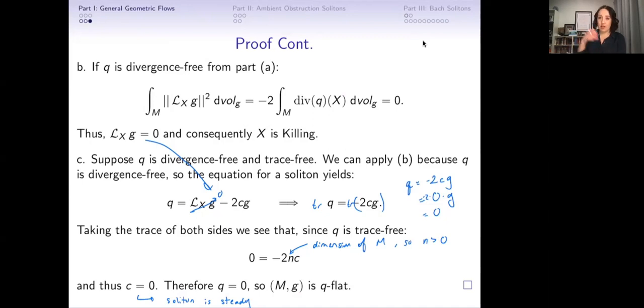We will use this very lemma in the next part of the talk. But I'm going to take a break and stop the video so that you can take a break as well.